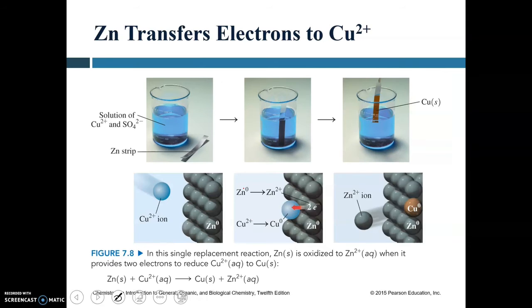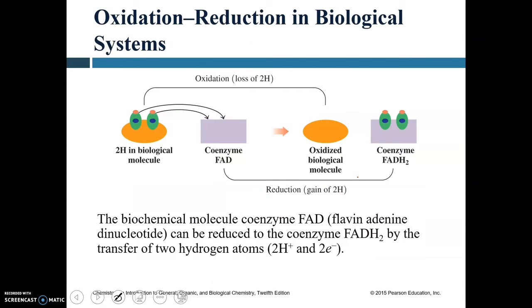Another example of an oxidation and reduction reaction is the reaction between solid zinc and copper ions in a solution of copper sulfate. In this situation, copper gains electrons and is being reduced, so it goes from copper 2+ to copper 0, while zinc loses electrons, becoming oxidized, becoming zinc ion with 2 positive charges.